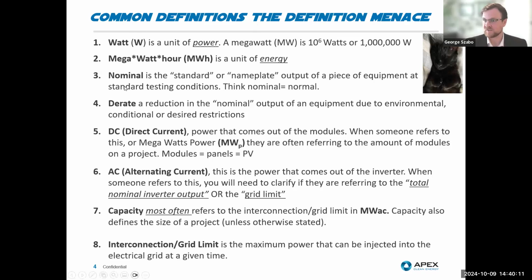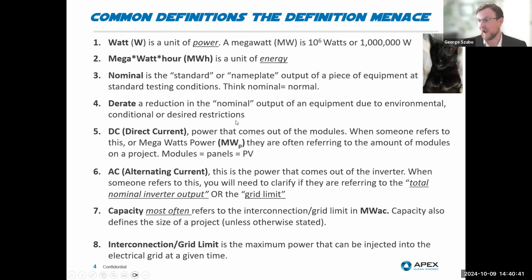Common definitions. So watt, unit of power. Megawatt hours, unit of energy. In this slide deck, we go through a good example of the difference between power and energy, since you talk a lot about capacity, you talk a lot about generation in this space, and making sure that you have a good handle on the difference between those two when you're trying to describe something is really important. Derating is the reduction in the nominal output of equipment.